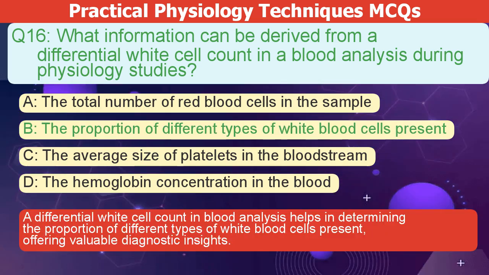The correct answer is B. A differential white cell count in blood analysis helps in determining the proportion of different types of white blood cells present, offering valuable diagnostic insights.